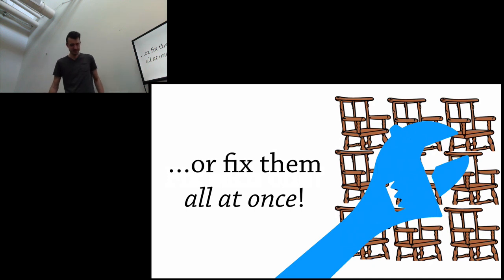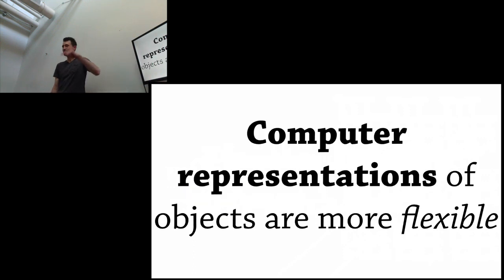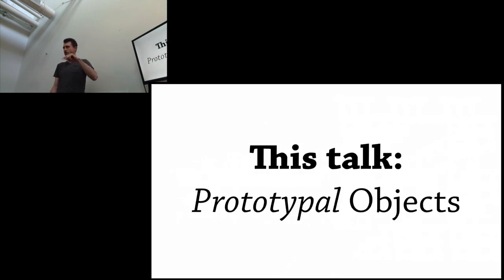Oh, yeah? Okay. So physical reality is pretty inconvenient. It's annoying. Computers are much better. Physical objects don't work the way that we were just talking about. In fact, computer representations of these objects are much more flexible. And in this talk, I'm going to talk about one particular kind of representation called prototypal objects.